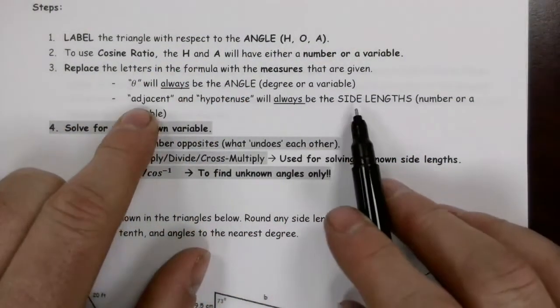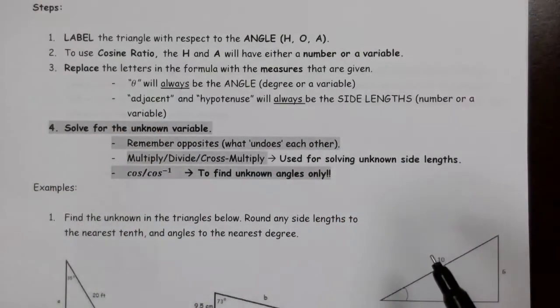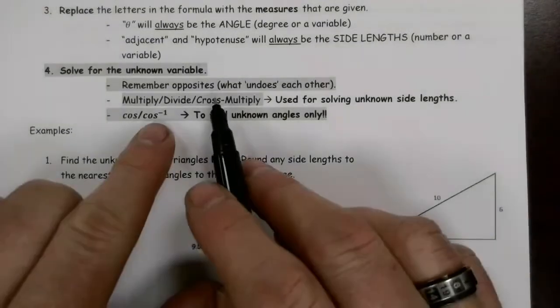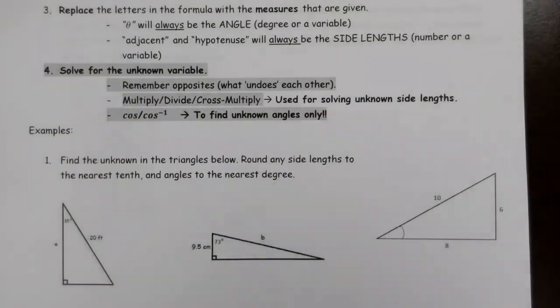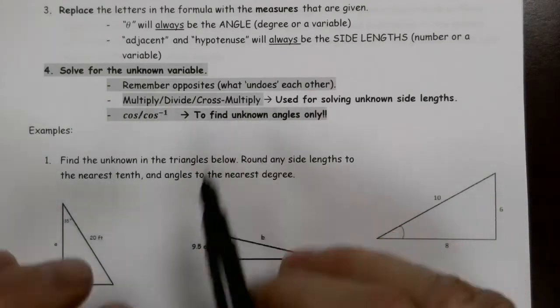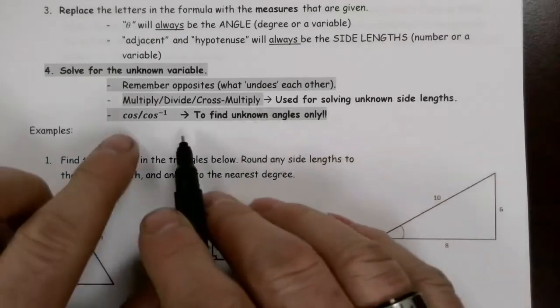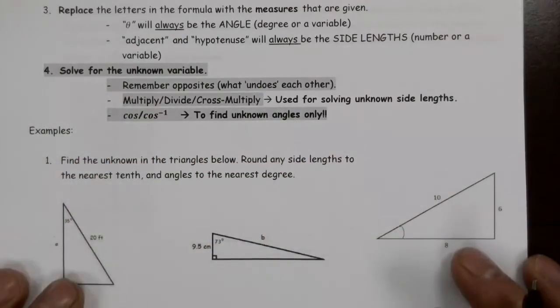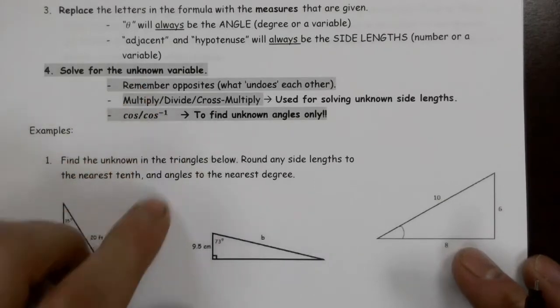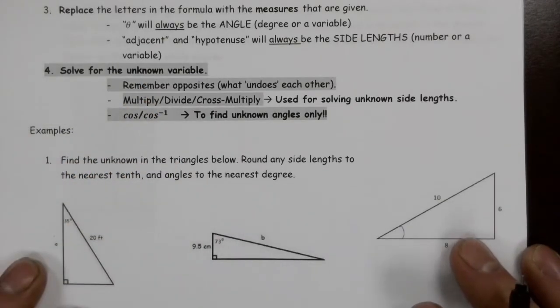Adjacent and hypotenuse will always be the side lengths that correspond to those sides. And then to solve for the unknown variable, we're going to remember opposites: to undo the operations that you see, we're going to remember setting up the ratios, cross multiplying and dividing. And if we're looking for the angle, we're going to use the inverse cosine function, or that second cosine function on the calculator.